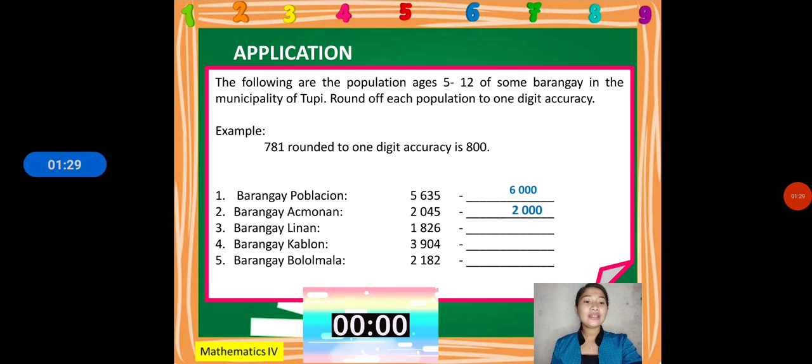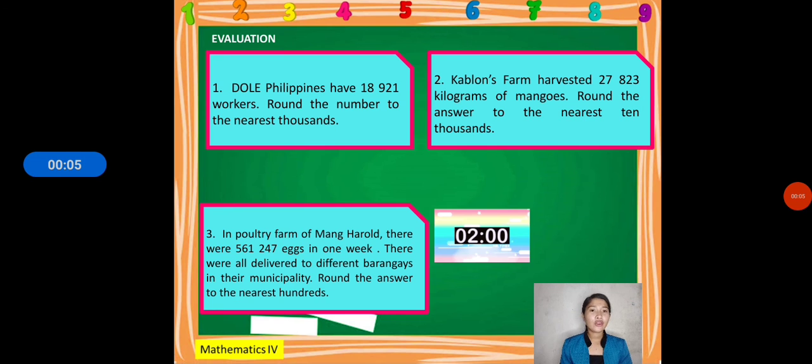In Barangay Linan, 1,826 rounded to 1-digit accuracy is 2,000. Number 4, Barangay Cablon have 3,904. Rounded to 1-digit accuracy is 4,000. Lastly, in number 5, Barangay Bulul Mala have 2,182. Rounded to 1-digit accuracy is 2,000. For evaluation, you are given 2 minutes to answer those problems.